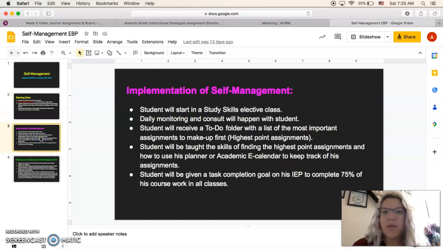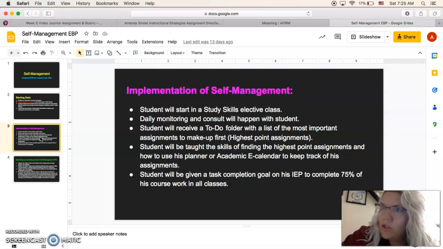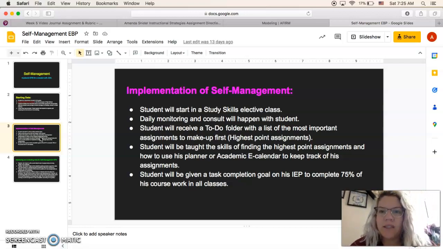Okay, so as I talk about the implementation of self-management for my student, my student started 2 weeks ago in the study skills class after being evaluated for and qualifying for an IEP. So he started in my study skills. Daily monitoring and consult has been happening.